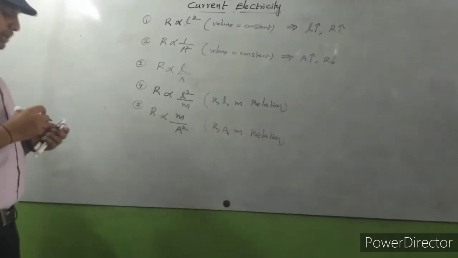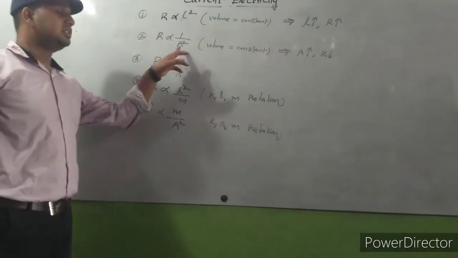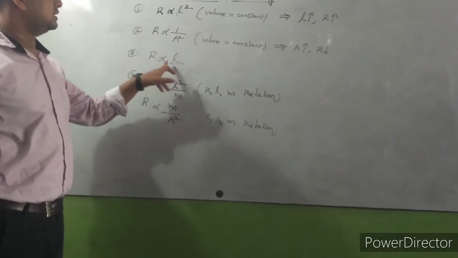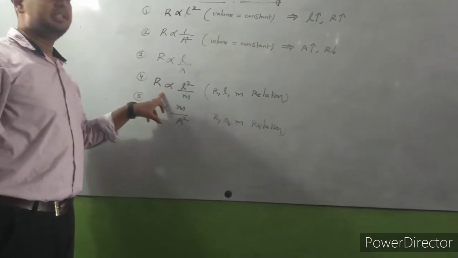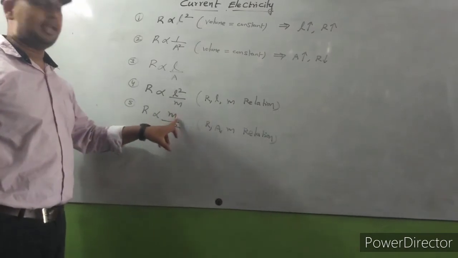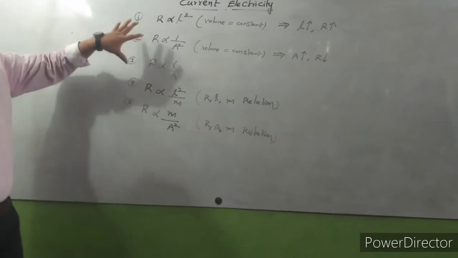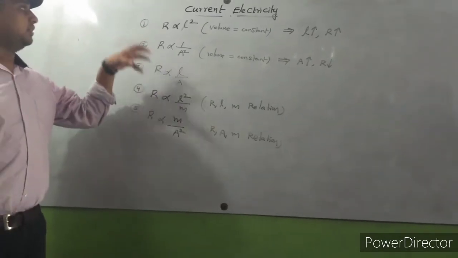These are the 5 important formulas. Resistance is directly proportional to L square. Resistance is inversely proportional to A square. Resistance is directly proportional to L by A. Resistance is directly proportional to L square by M. Resistance is directly proportional to M by A square. So this is about important formulas of resistance.